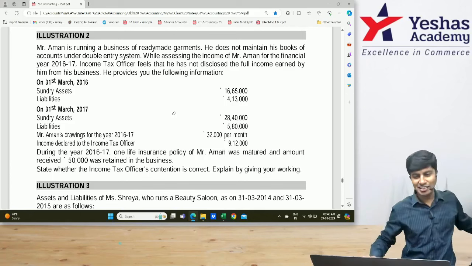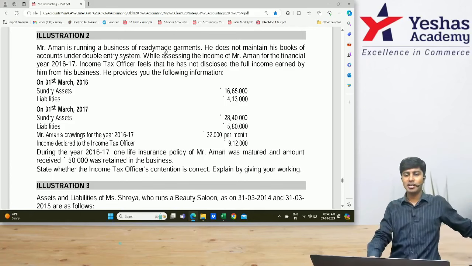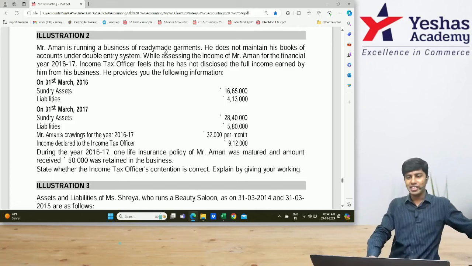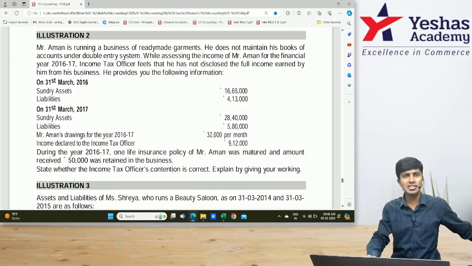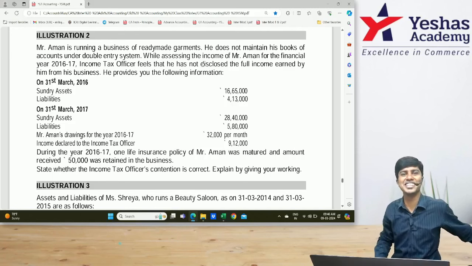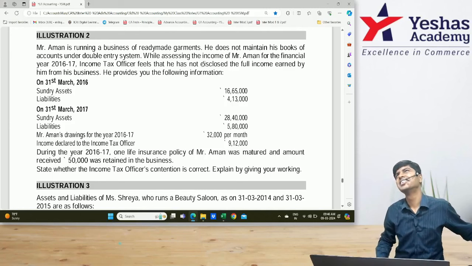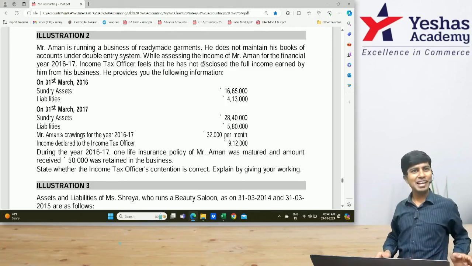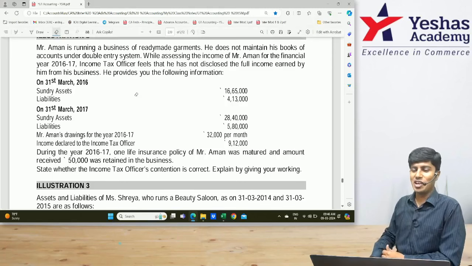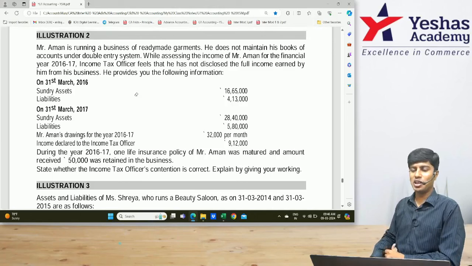Read. Aman is running a business of ready-made garments. He does not make them himself. While assessing the income of Mr. Aman for the financial year 2016-17, you remember, 2016-2017, what was the jersey color of CSK in 2016-17? Black. After that, the income tax officer feels that they have not disclosed the full income earned from his business.